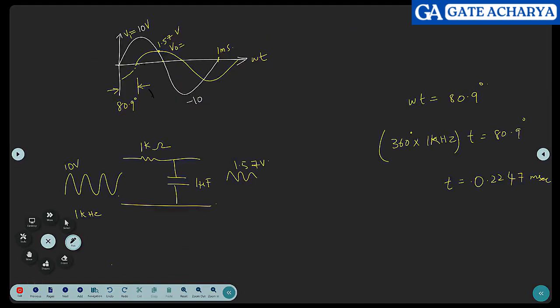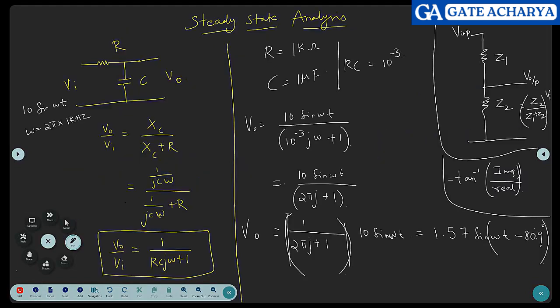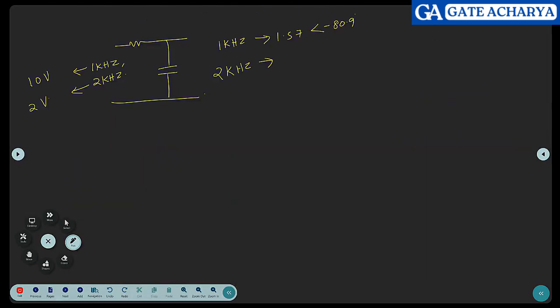How will you find out, by the way? You have to substitute here. Omega is 2 pi f, sorry, f is 2 kilohertz. That means this will become 4 pi. What will be the amplitude? 0.079 at an angle of minus 85.43. You multiplied by 10, almost. That means 0.79, right?